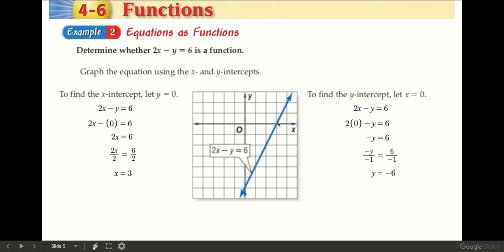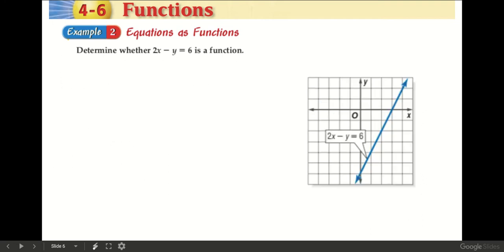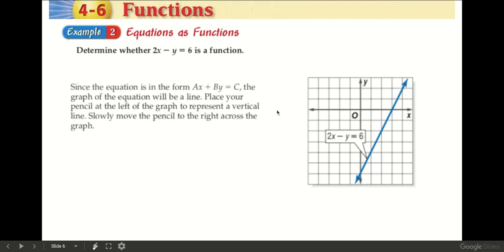Again, I could put a point for my x-intercept at positive 3, put a point at my y-intercept of -6, and then just draw my line between those 2 points. So this is the graph for this equation. Now, I'm going to go ahead and examine this graph. Is it a function? Well, since it's a linear equation, I can see it right here.